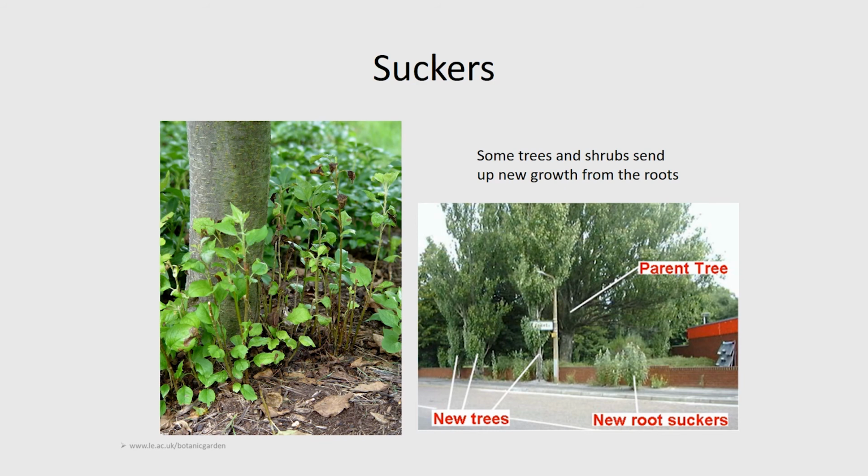New trees that grow from root branches are known as suckers. On the picture shown there is a large parent tree behind the wall. In front of the wall are all suckers or new trees from the roots of the parent plant.